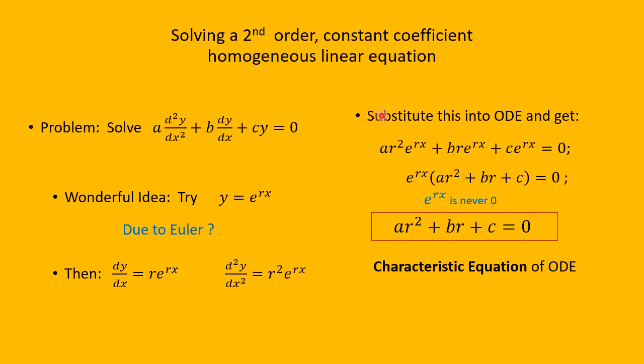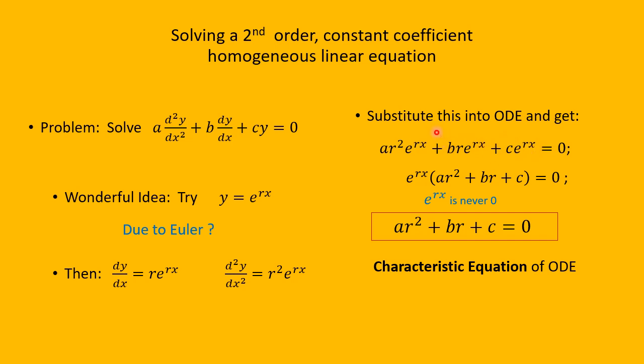So we substitute those into this differential equation right here. For this first term, we have a times r squared e to the rx. This second term becomes b times r e to the rx. This third term becomes c e to the rx, and so that has to equal 0. So we're hoping that we can find a function e to the rx that makes this true for all x.